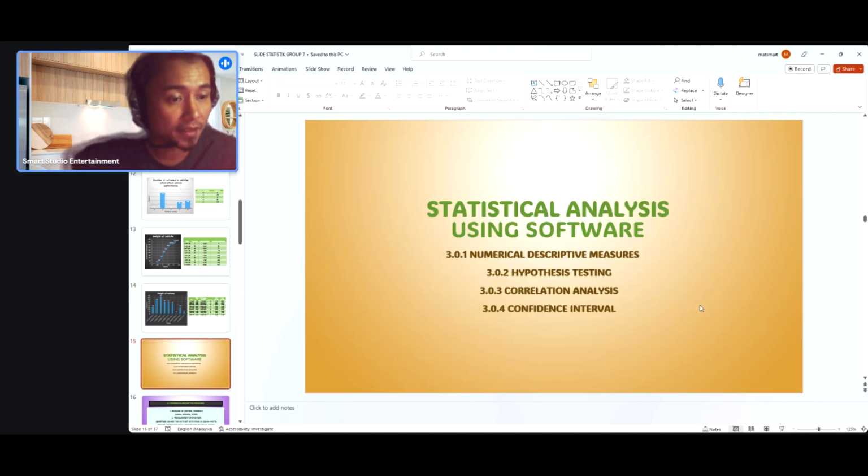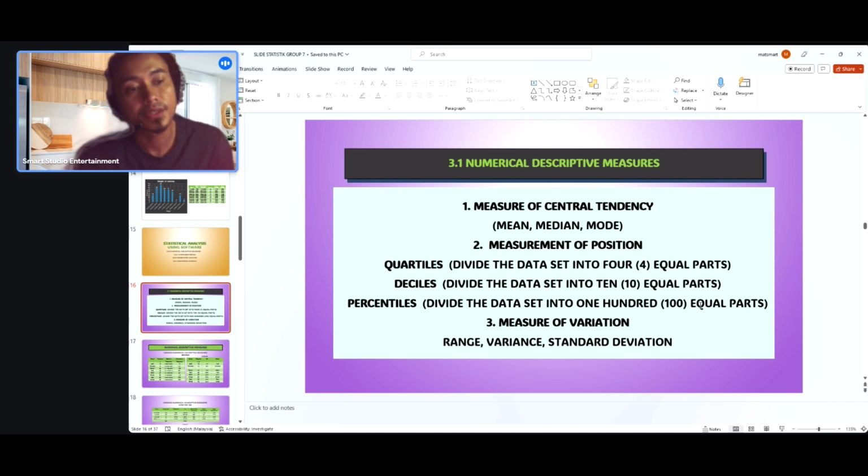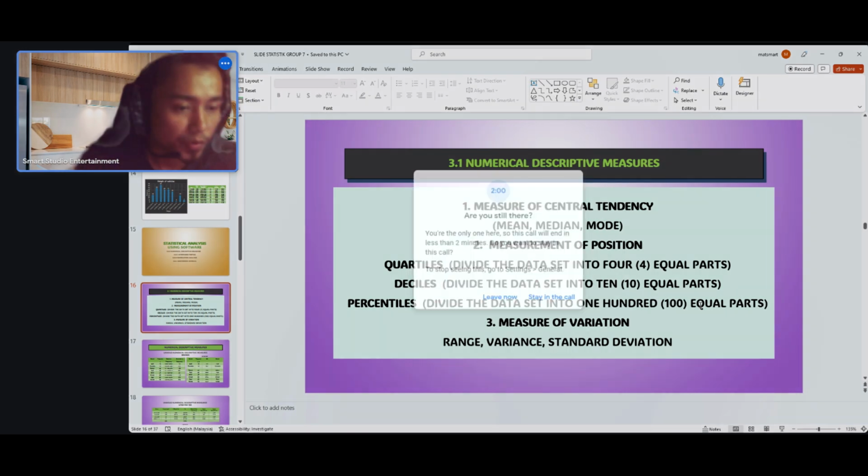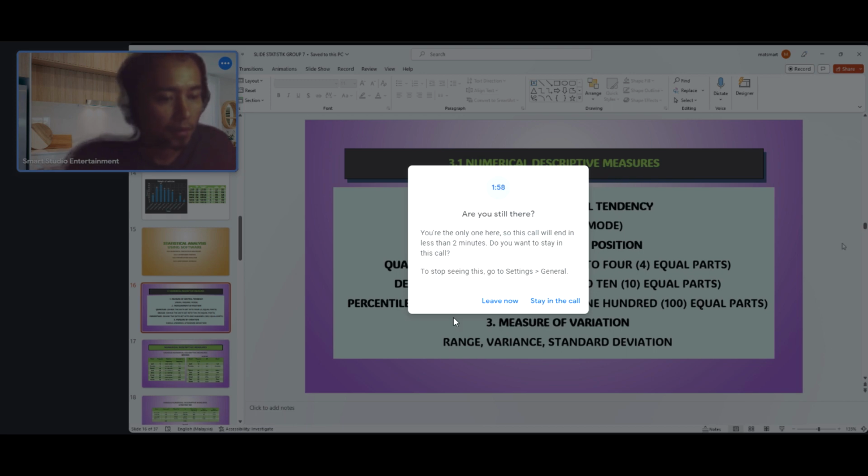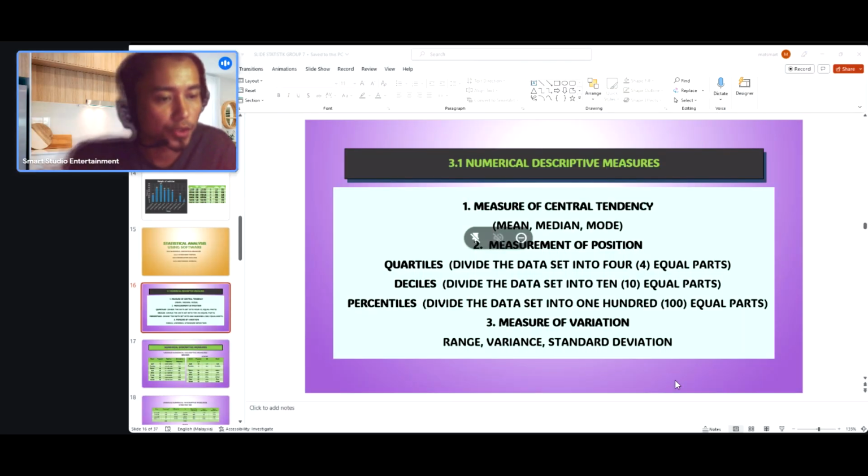Okay, next is statistical analysis using software: numerical descriptive measure, hypothesis testing, correlation analysis, and confidence interval. So this is numerical descriptive measure. Number one is measure of central tendency, that's mean, median, and mode. Basically we use mean, median, and mode. Number two is measurement of position.